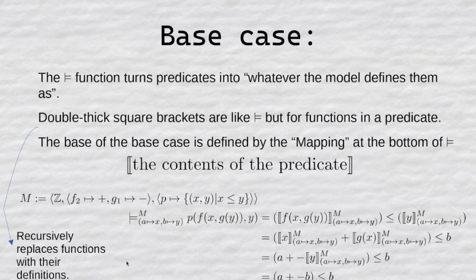And that's what this extra parameterization called the mapping does. The a becomes x, as we saw from the for all and the exists on the previous slide. In the example on the bottom right, we're converting p to less than or equal to, f to plus, g to negative, x to a and y to b, as shown here. So the turnstile function is a recursive function whose base case is also a recursive function.